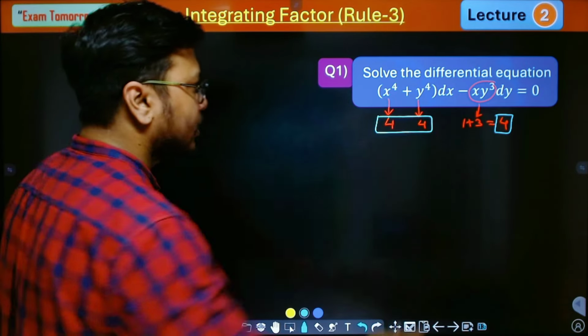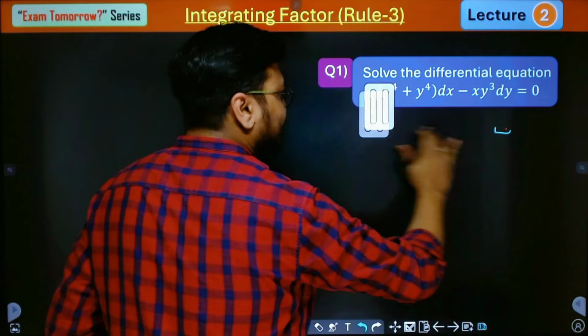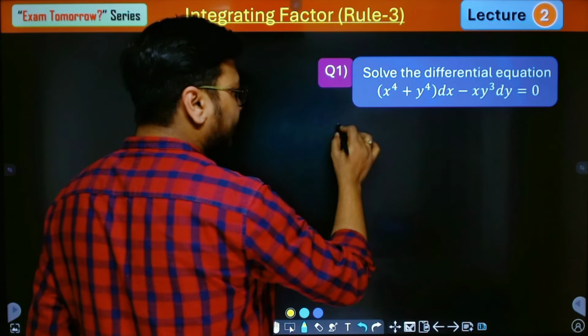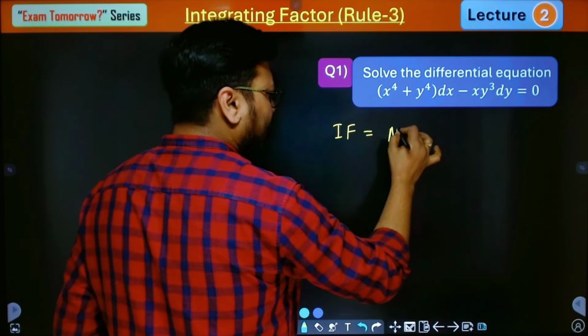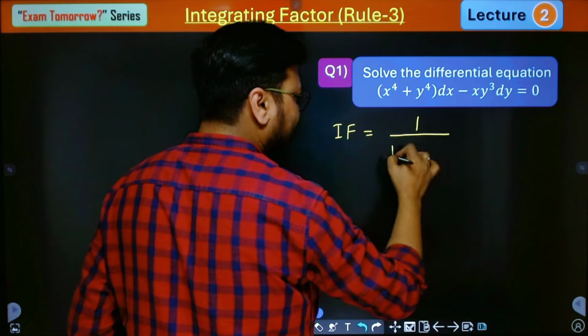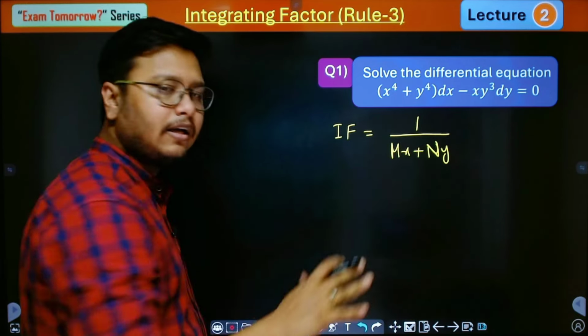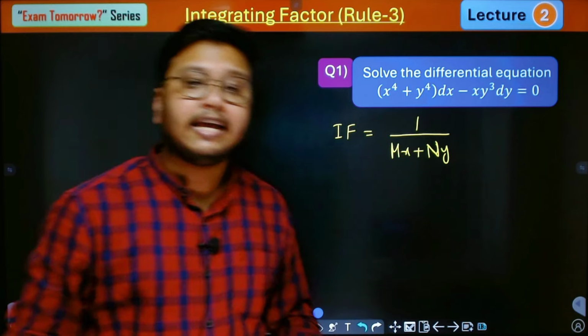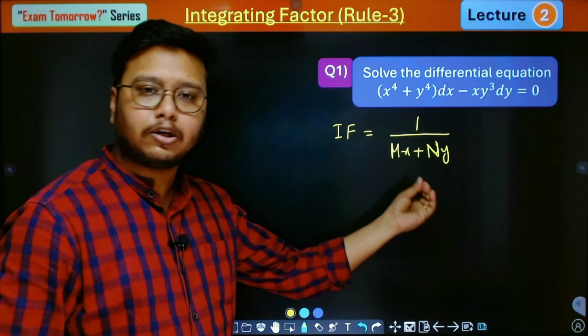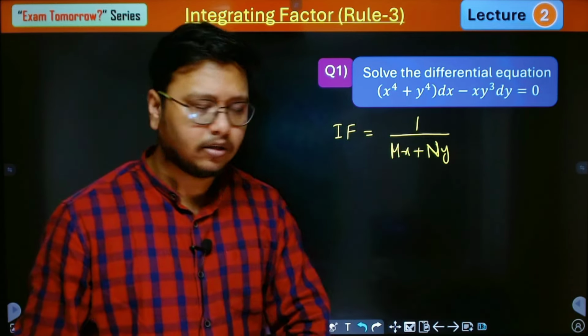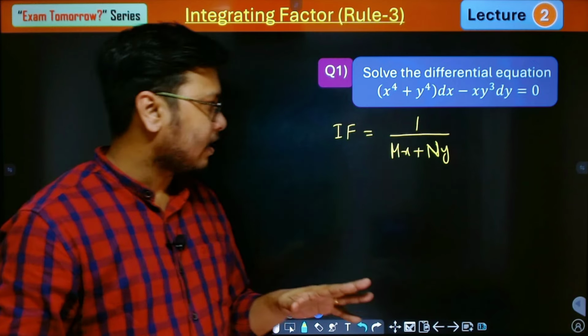That's it. So directly we can start with our integrating factor. We can see our integrating factor is 1 upon Mx plus Ny, provided it is not 0, and definitely for these kinds of questions they are generally not 0. If it becomes 0, then this way is not going to work out. You have to do some other method. We are not going to discuss that right now.